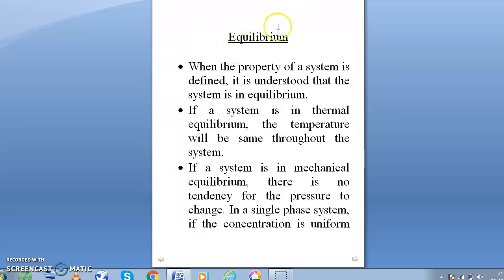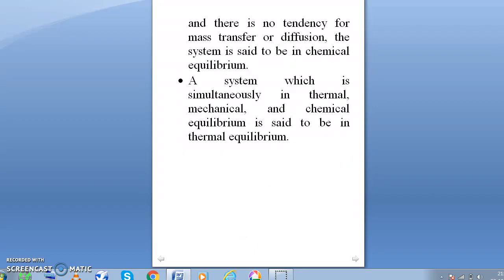Next we have thermodynamic equilibrium. When the property of a system is defined, it is understood that the system is in equilibrium. If a system is in thermal equilibrium, the temperature will remain the same throughout the system. If a system is in mechanical equilibrium, there is no tendency for pressure to change in a single phase system. If the concentration is uniform, and there is no tendency for mass transfer or diffusion, the system is said to be in chemical equilibrium.